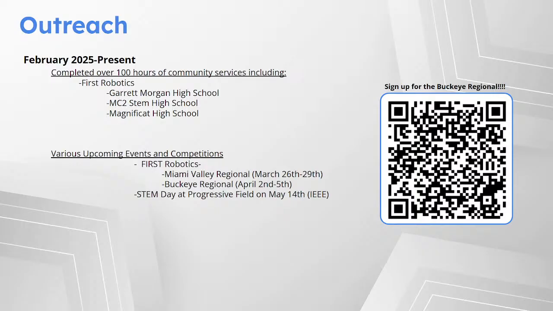And again, the various upcoming events is that Buckeye Regional, April 2nd, which is the setup day. The actual competition does start on the 3rd through the 5th. We're also having the IEEE STEM Day at Progressive Field on May 14th, which the training is March 4th. So anyone interested in that, please let me know now. Any questions on outreach?